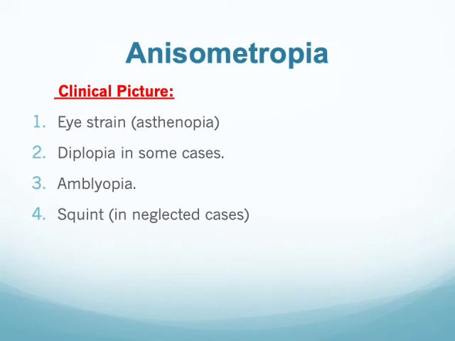So this means that if the patient continues to use one eye during the development of vision, the other eye will suffer from suppression, neglect, and amblyopia. Amblyopia means irreversible suppression. And when the eye is not used, it's going to take the resting position. So in neglected cases, the child might have squint.